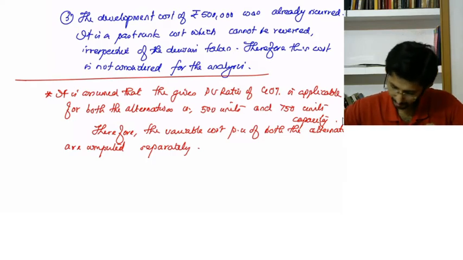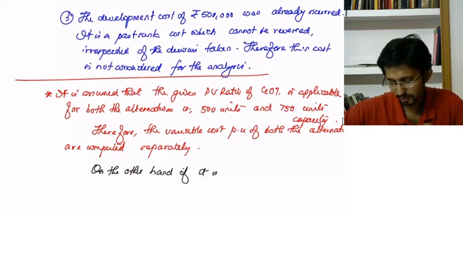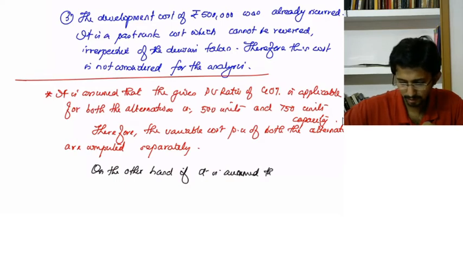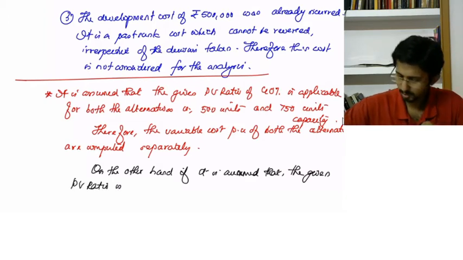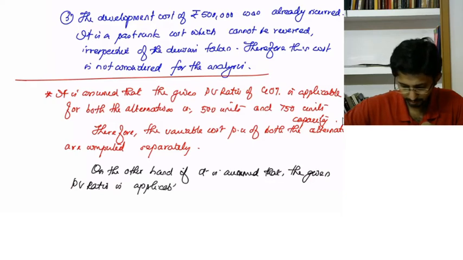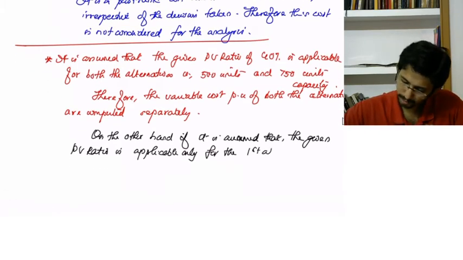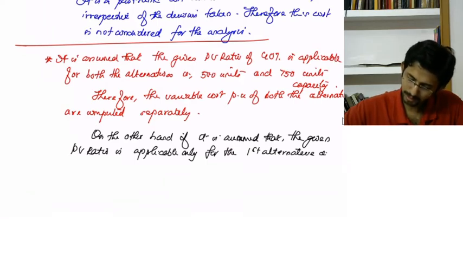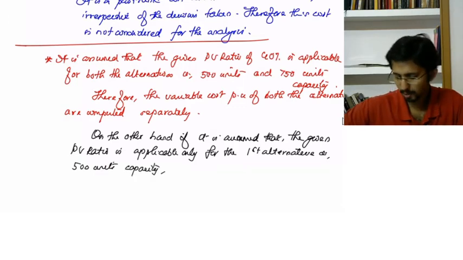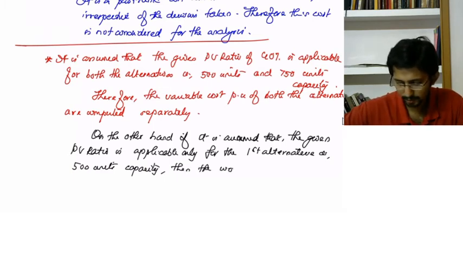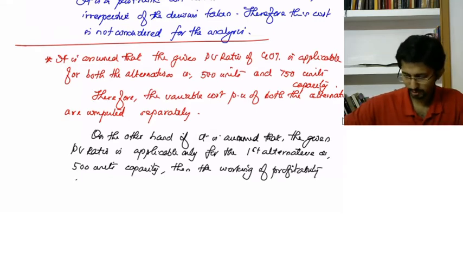On the other hand, if it is assumed that the given PV ratio is applicable only for the alternative 1, only for the first alternative, that is 500 units capacity, then the working of profitability will change.